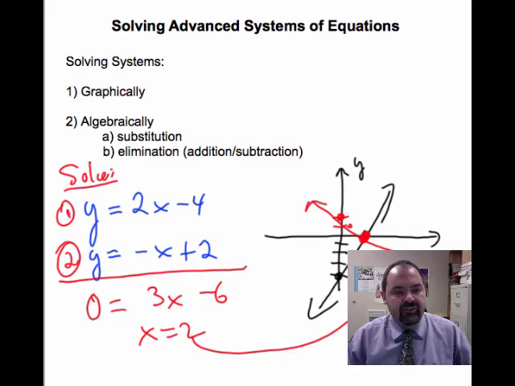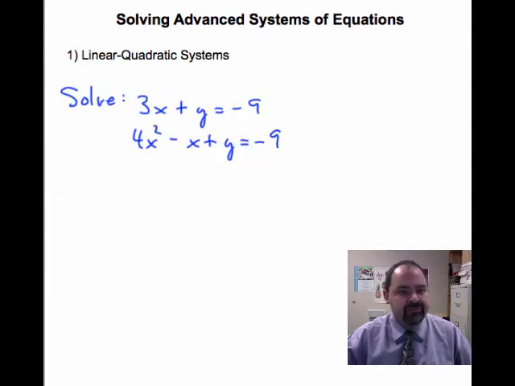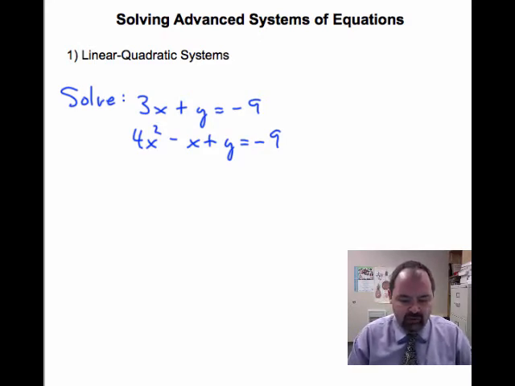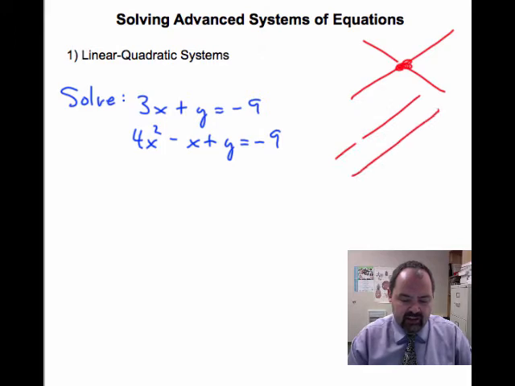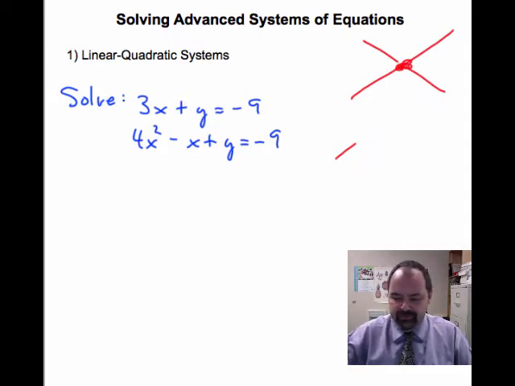So the point that I'm just trying to refresh in your mind is that to solve a system we can do so graphically and algebraically, and that's exactly what we're going to use when we look at more advanced systems, such as linear quadratic. Now, the only difference is that we don't necessarily just have two lines. When we have two lines, there can only be one point of intersection, or if the lines are parallel, no points of intersection, or if the two lines are the same, an infinite number of points of intersection.